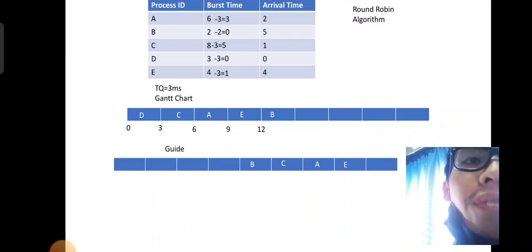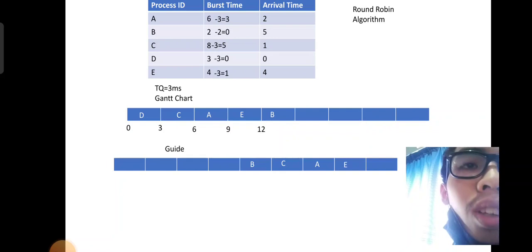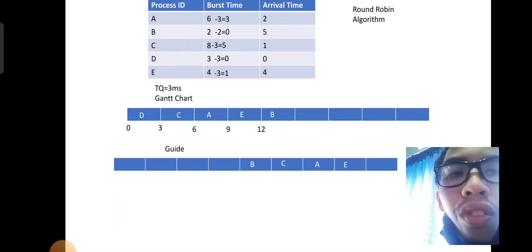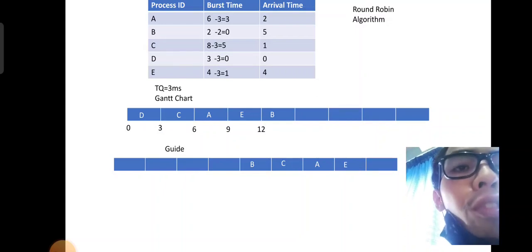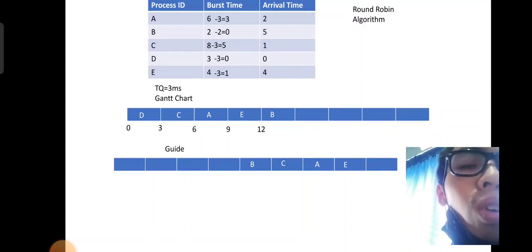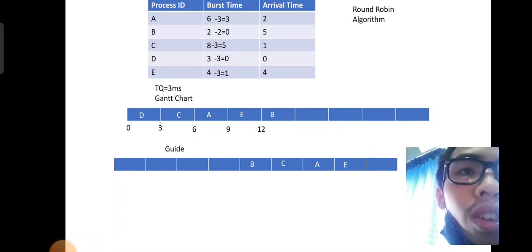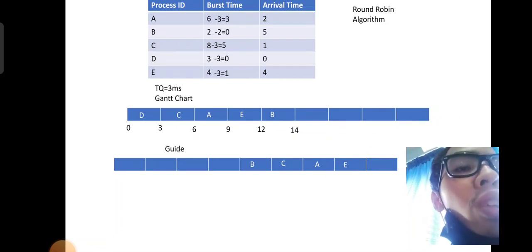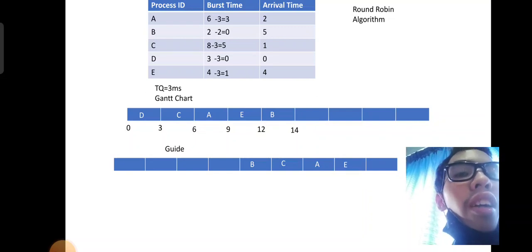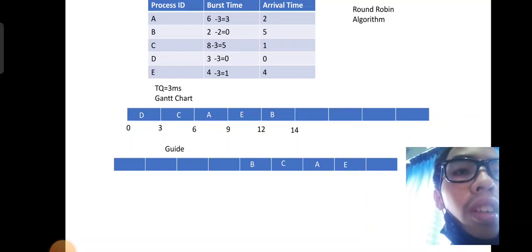Then after that, what we subtracted will be added to the time finish of process E. So 12 plus 2 is equal to 14. So that is the time finish of process B, 14, in our Gantt chart. Then after that, we will not put process B after E because it is already done. The burst time is already 0.